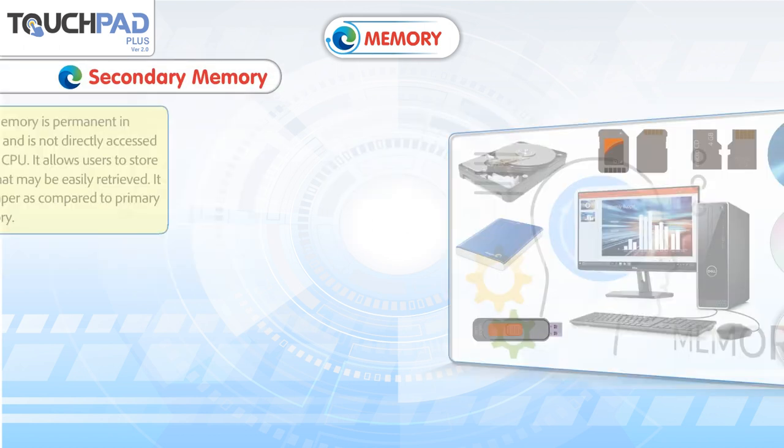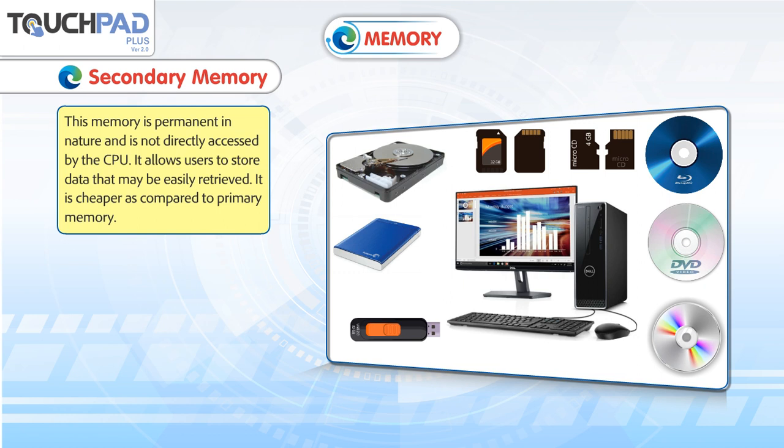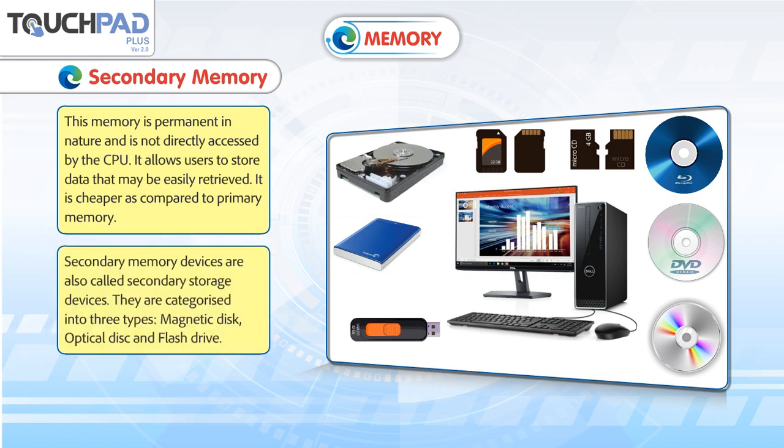Secondary memory. This memory is permanent in nature and is not directly accessed by the CPU. It allows users to store data that may be easily retrieved. It is cheaper as compared to primary memory. Secondary memory devices are also called secondary storage devices. They are categorized into three types: magnetic disk, optical disk, and flash drive.